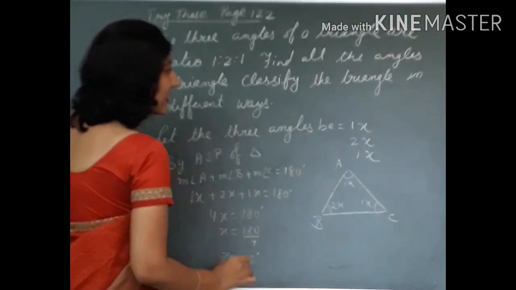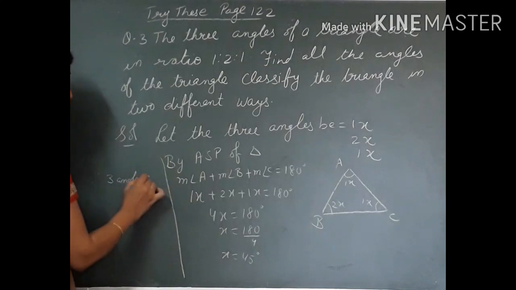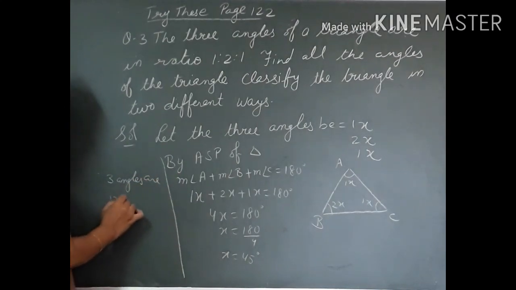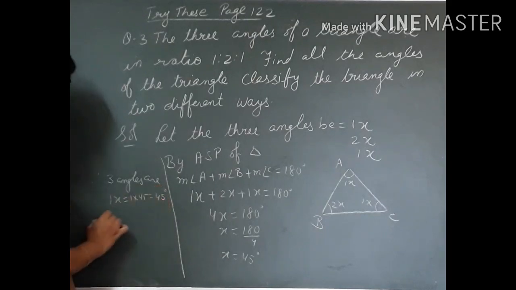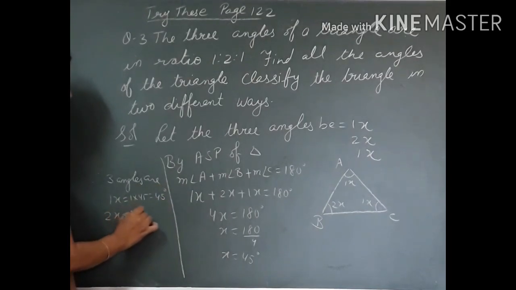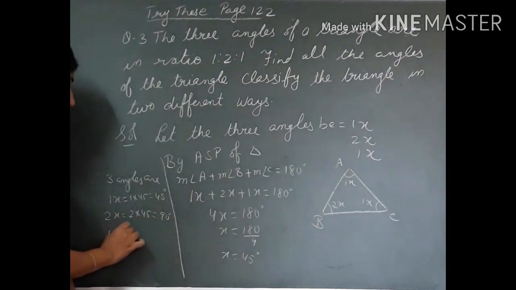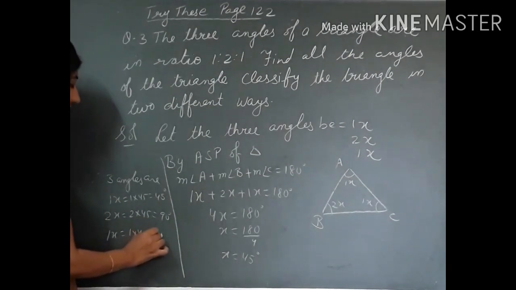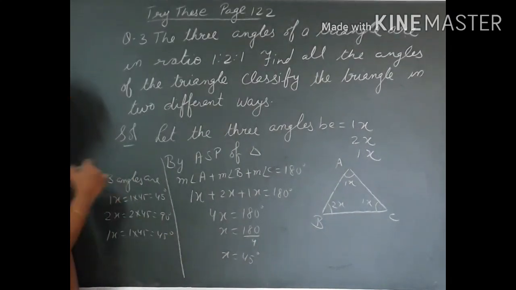Now we will put the value of x and find the angles. Therefore three angles are 1x means 1 into 45, that is 45 degree. 2x, that is 2 into 45, which is 90 degree. And again 1x, 1 into 45, that is 45 degree. So three angles are 45 degree, 90 degree, 45 degree.